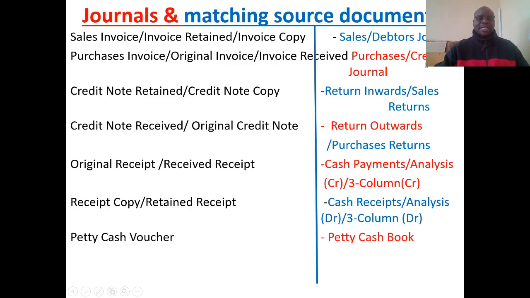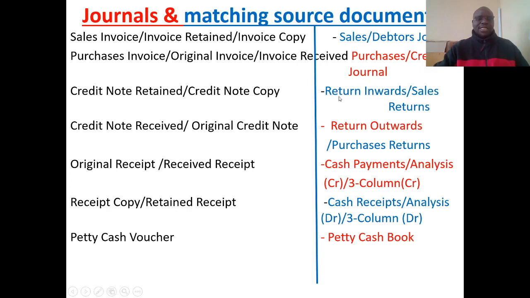Purchases or creditors journal. When you buy goods on credit, you are issued with an original invoice by your creditors demanding payment for the goods that you bought on credit. That invoice is also called invoice received or purchases invoice.